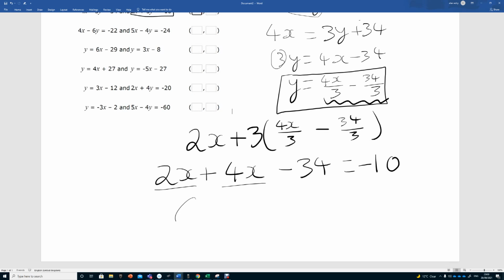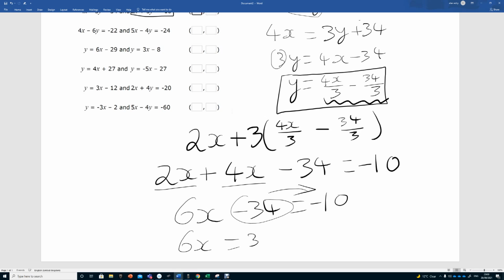2x plus 4x, 6x. Take away 34 equals minus 10. Take the minus 34 over, so we get 6x equals 34 minus 10, which is 24. Then to get x on its own, I divide by 6. So x equals 24 over 6, which is 4.